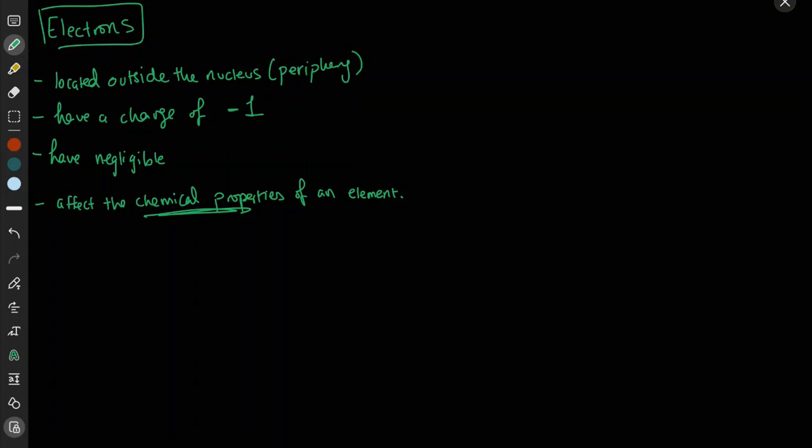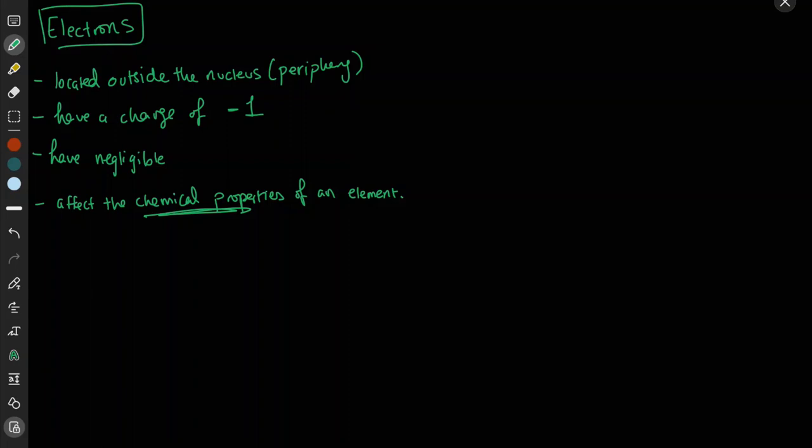So we mentioned that electrons are located outside the nucleus, right? And we also mentioned that this region we dubbed the periphery, the region outside the nucleus, is quite vast, right? It has a lot of volume, and it's a lot of empty space as compared to the nucleus. So if electrons are located in this really large empty space, there has to be some way in which they're organized, right?